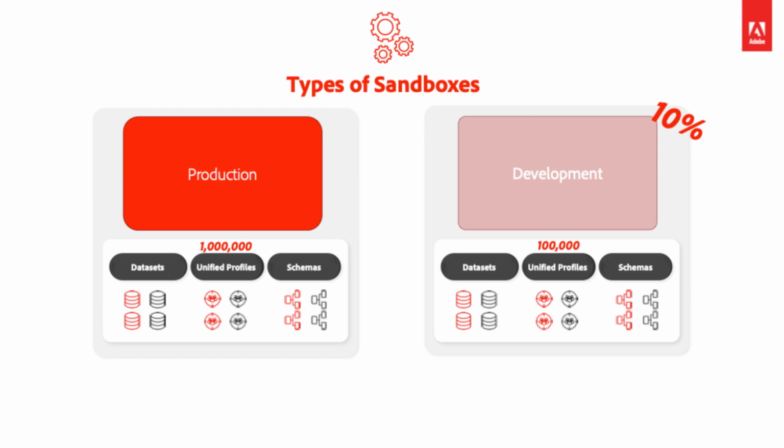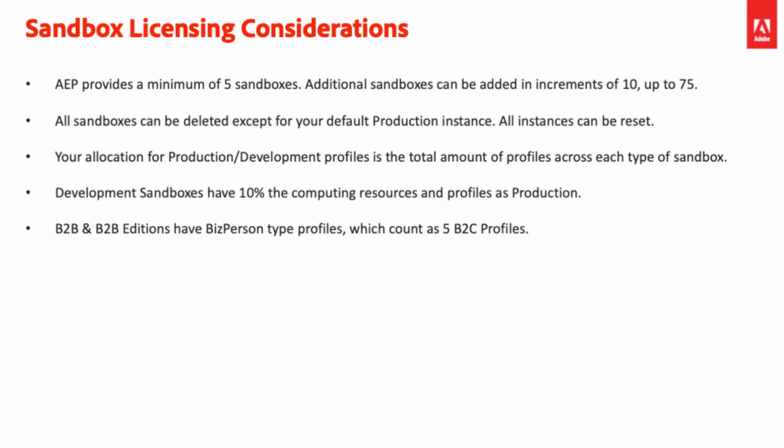At a minimum, you'll have 5 sandboxes available, and you're able to create any of those as production or development, and can increase in increments of 10 up to a maximum of 75 sandboxes. Your license profile counts are the sum of all your sandboxes of a specific type. So, if you have 1 million profiles in your license for production, all of your production sandboxes have to equal 1 million or less. And the same goes for development. If we're using this example and you have 100,000, that is including every single development sandbox in your instance.